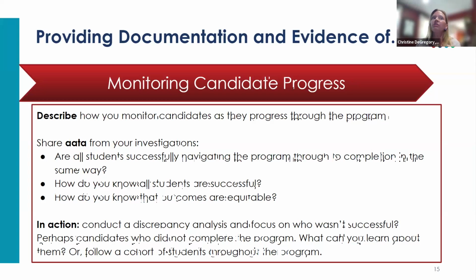So in action, we've seen folks conduct a discrepancy analysis and look at, well, who's not being successful? Maybe it's those candidates who have not completed the program and you are digging in. Was there something that we should have been doing in recruitment and admissions differently? Should we have stepped in sooner in monitoring in some way? And what can you learn about these folks? Or maybe you follow a cohort of students throughout the program. We have some programs that are so small, they just take the whole group of candidates for that year group and follow them through their entire time with the program. So what might this look like for you?